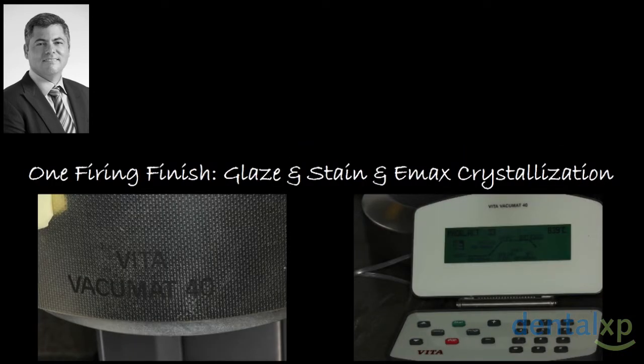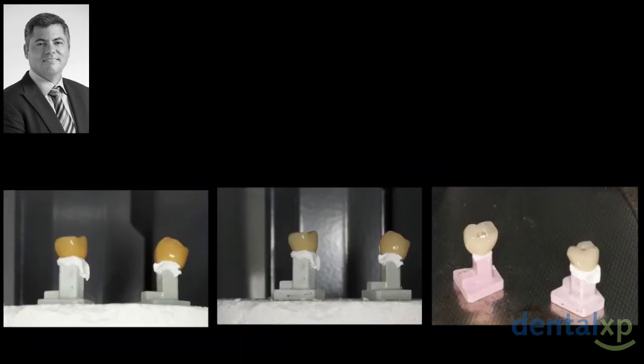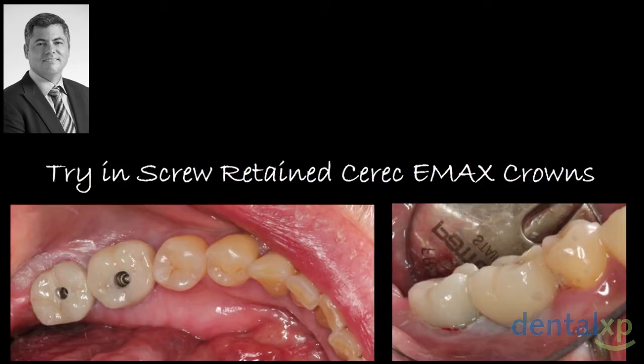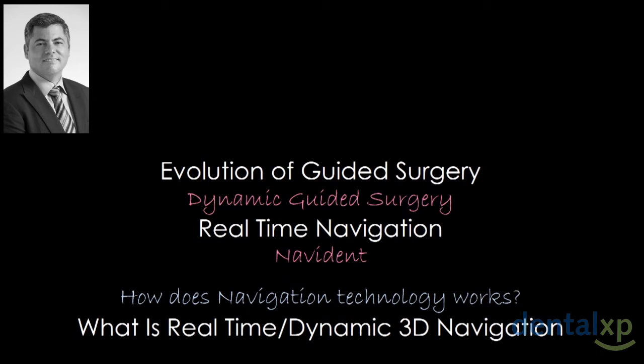So the firing, the glaze, the stain, the crystallization of an IMAX crown is a process that takes time, takes expertise, and it's good to have somebody working on it while you are doing some other work. So we go through that process, and this is kind of the type of work that we can develop in our practice, utilizing the available technologies, a patient that goes home very happy.